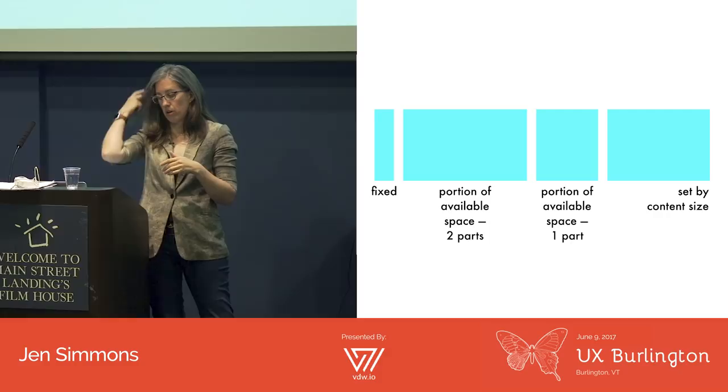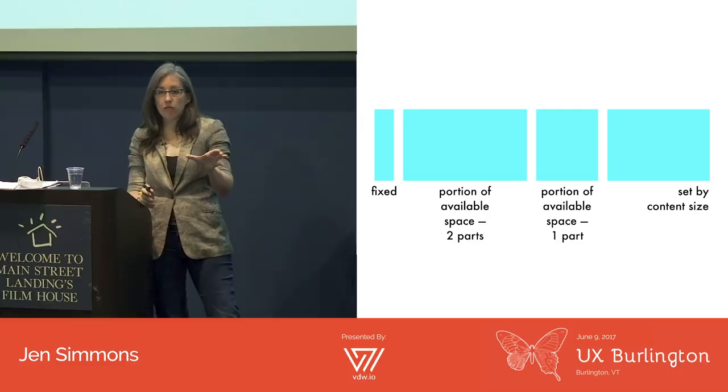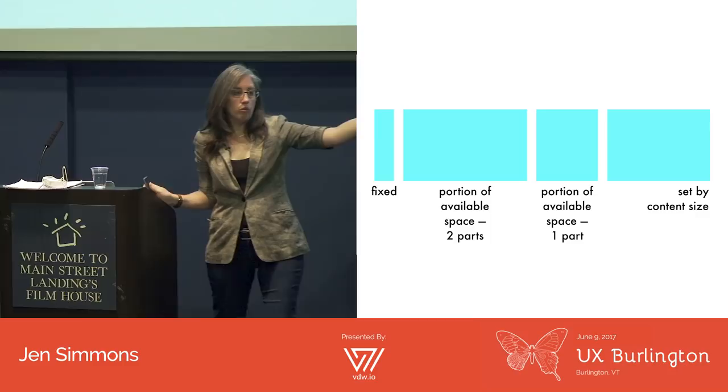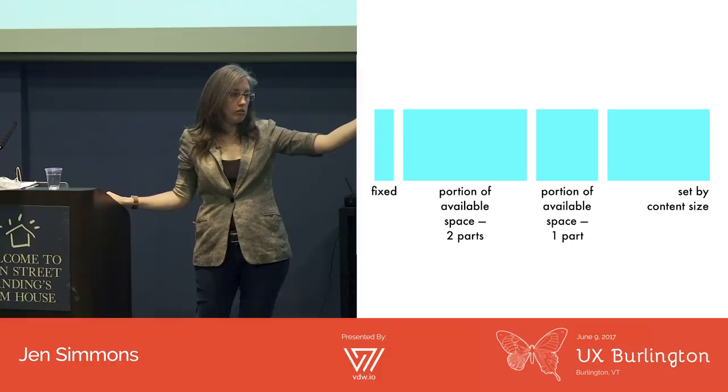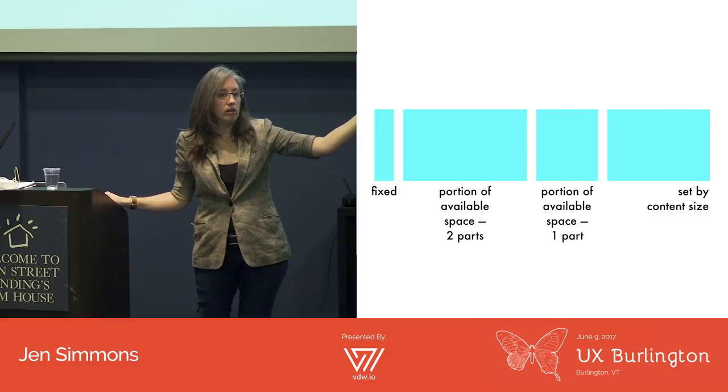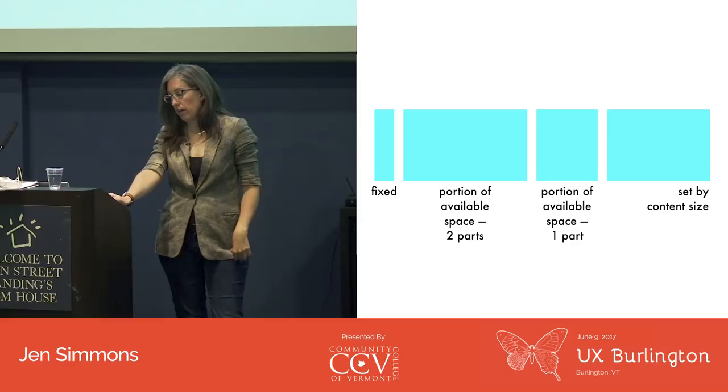And then have something be two parts of the portion of available space, and then one part of the space that's available. And then that last column is going to get its size from the content that's inside it. So maybe in one situation it's skinny, in another situation it's wide. We don't know how wide it's going to be until the content is in it. This is sort of our new reality, being able to combine these different ways of sizing things together.